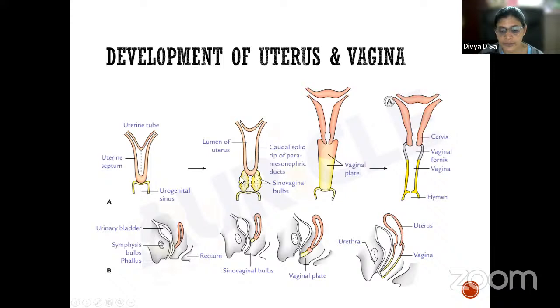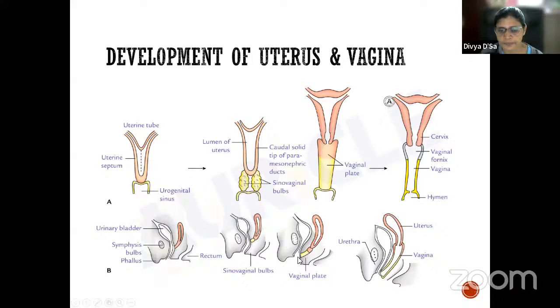These are the endodermal cells of the sinovaginal bulbs. They will proliferate very rapidly and form a solid plate of cells, which we call the vaginal plate. Now the cells from the tip of the uterovaginal canal, that is from the mesoderm, proliferate and also contribute to the vaginal plate. So where is the vaginal plate? The vaginal plate is between the uterovaginal canal and the urogenital sinus. So it is between these two.